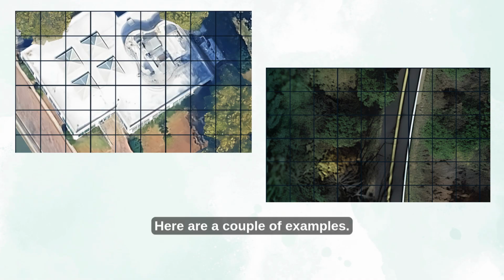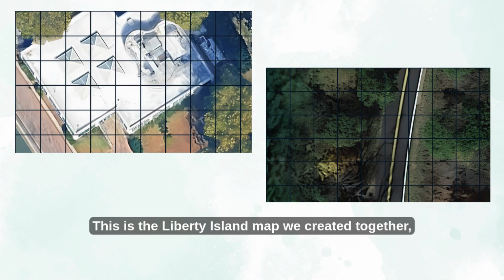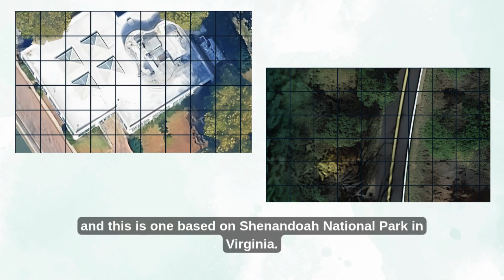Here are a couple examples. This is the Liberty Island map we created together, and this is one based on Shenandoah National Park in Virginia.